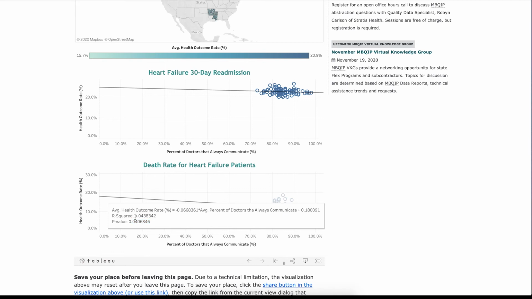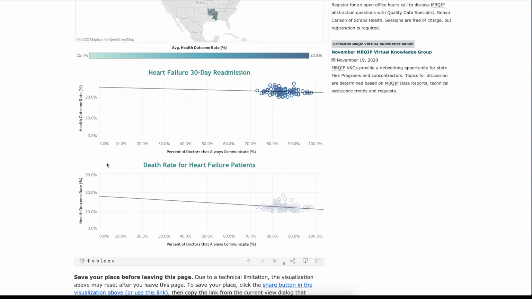Of importance as well, we see that with our R-squared value, multiplying by 100 gives us the percentage 4.4 rounded. We see that the percent of doctors that always communicate accounts for about 4.4% of the variance we see in death rate for heart failure patients. So while significant, we can understand that the percent of doctors that always communicate is not the only factor, and perhaps not even the greatest factor, associated with death rate for heart failure patients.